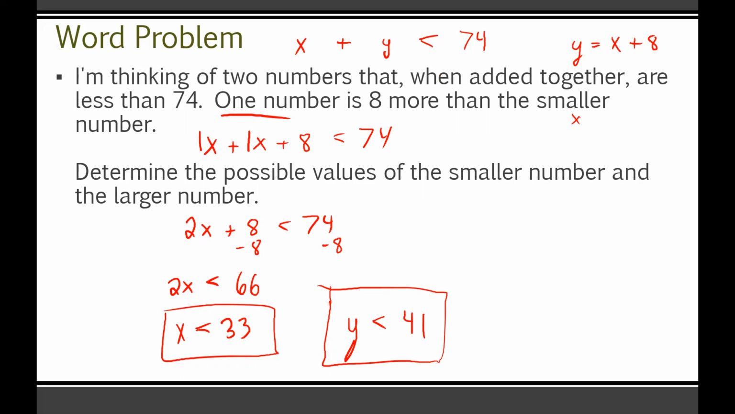You could even go negative with this. You could choose like, I don't know, y is -1, and then x would be 8 smaller than that, so -9. -9 plus -1 is -10. That's way less than positive 74. It's crazy. Anyway, that's it.